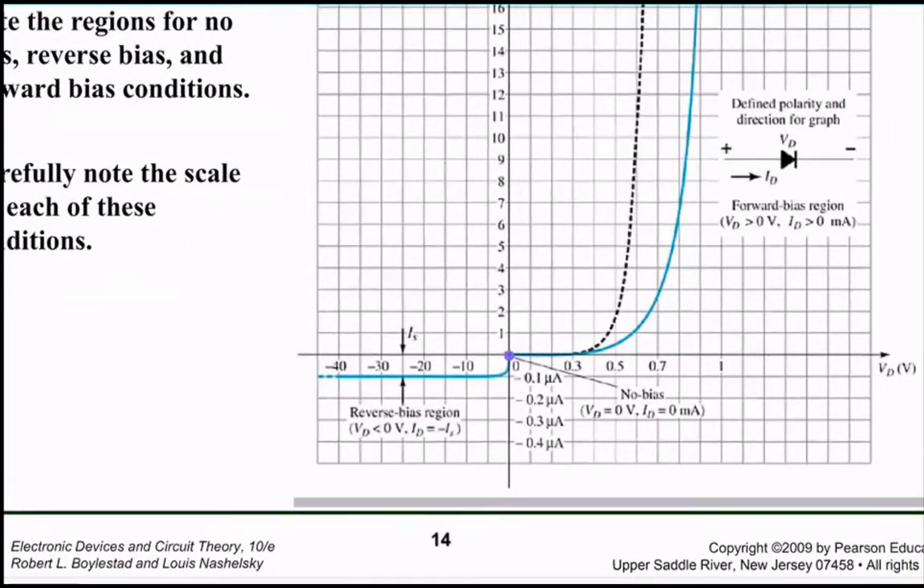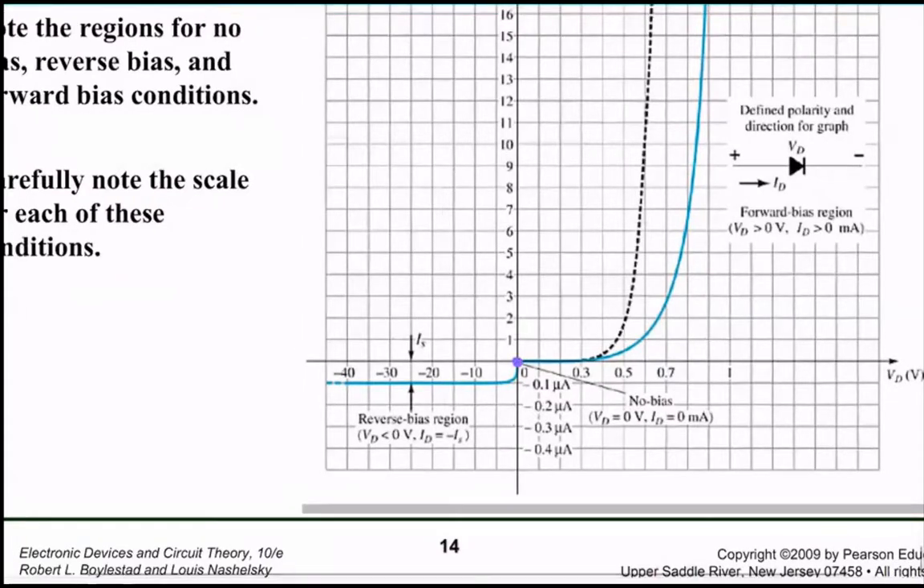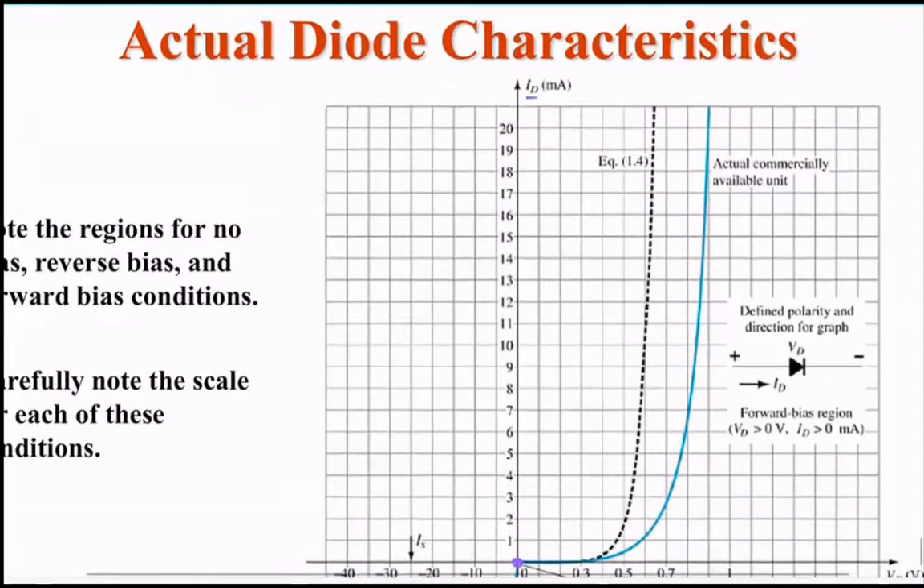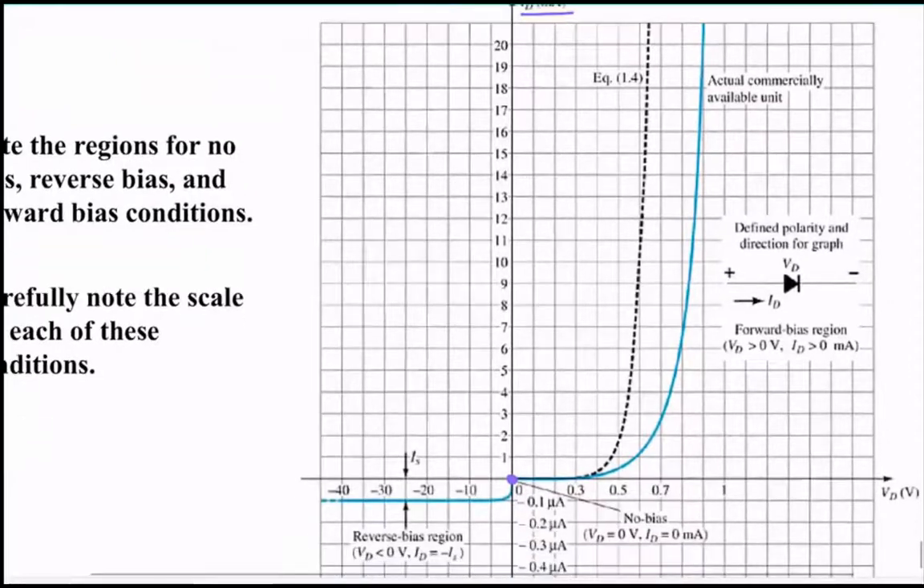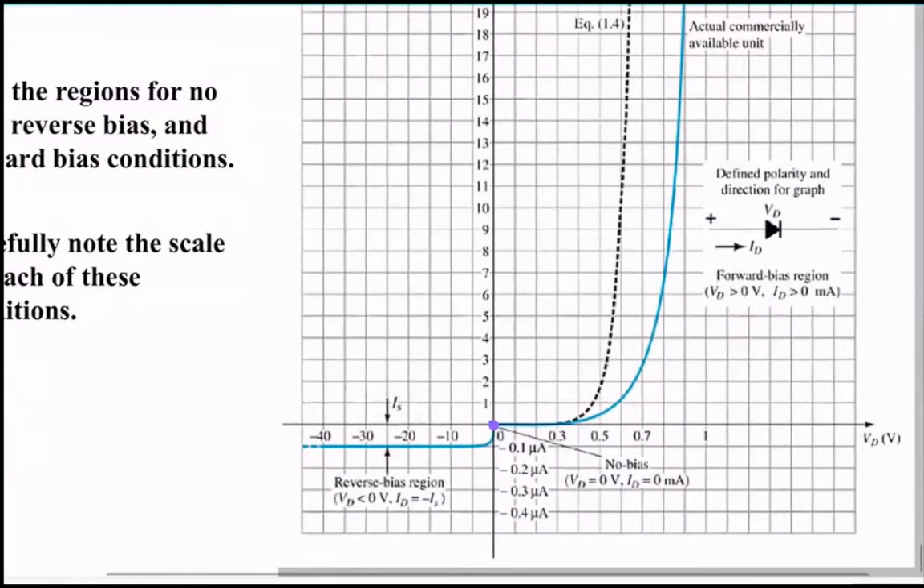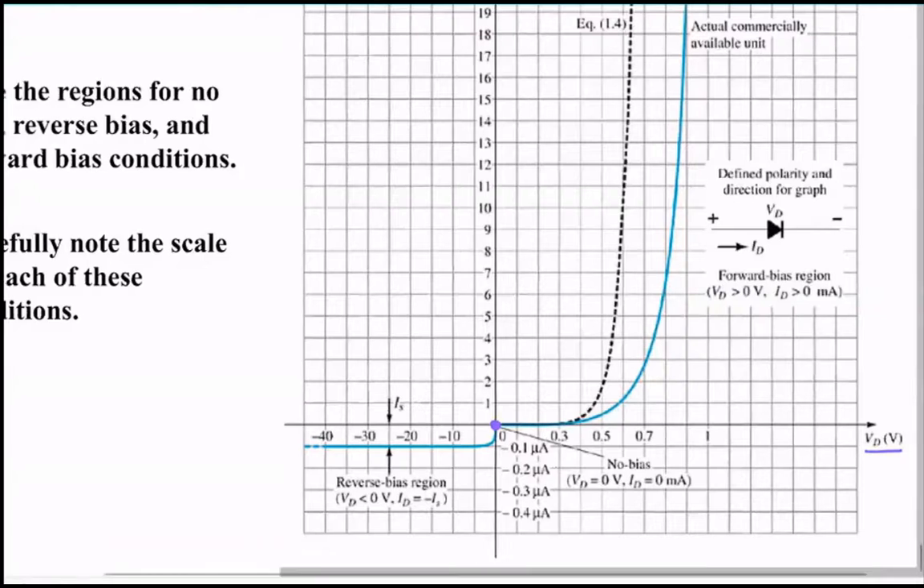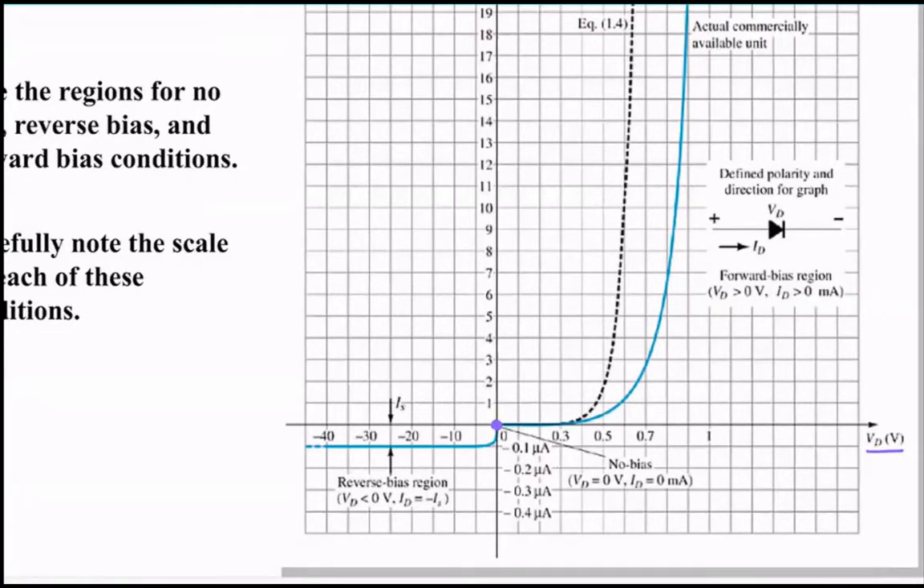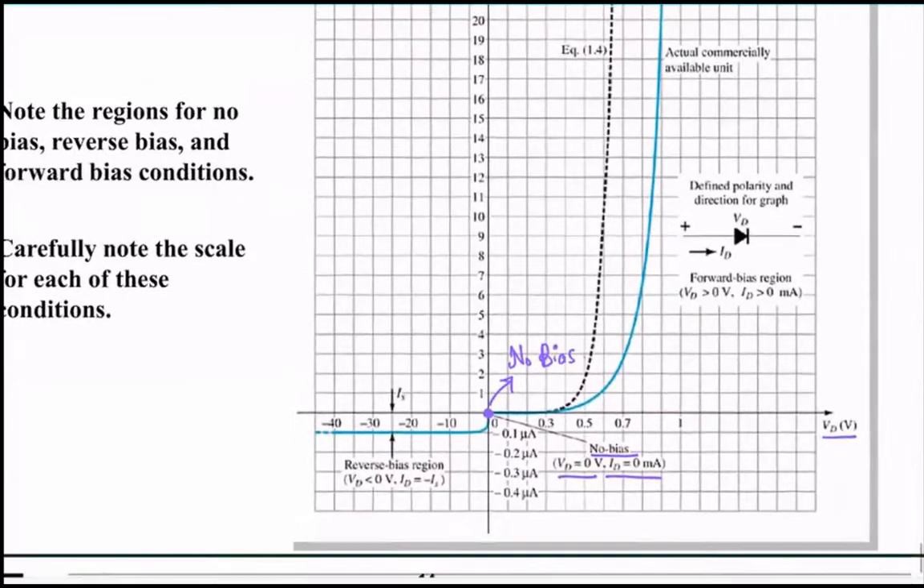On the y-axis you got the diode current, ID, and on the x-axis, you got VD, which is the diode voltage. So this right here, when VD is 0, which means no external voltage is applied, ID is 0. So that's your no bias here, correct? That's your no bias.